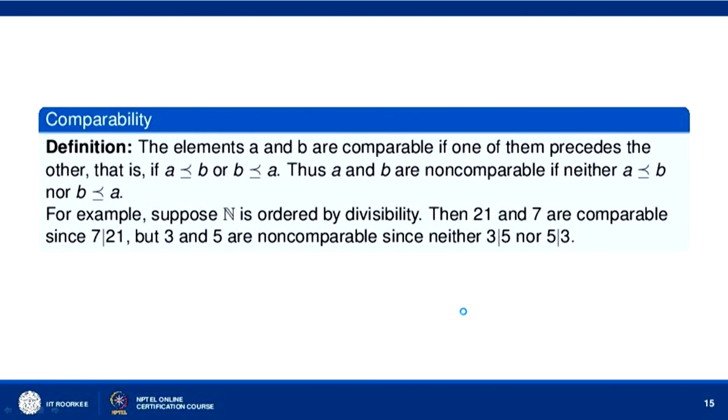Now, we go to comparability. The elements A and B are called comparable if one of them precedes the other, that is, A precedes B or B precedes A. Thus, A and B are non-comparable if neither A precedes B nor B precedes A. For example, suppose N is ordered by divisibility, then 21 and 7 are comparable because 7 divides 21, but 3 and 5 are non-comparable because neither 3 divides 5 nor 5 divides 3.